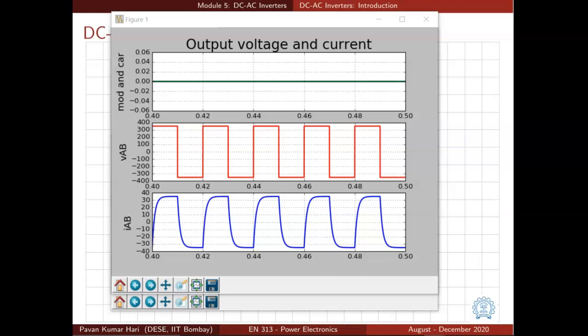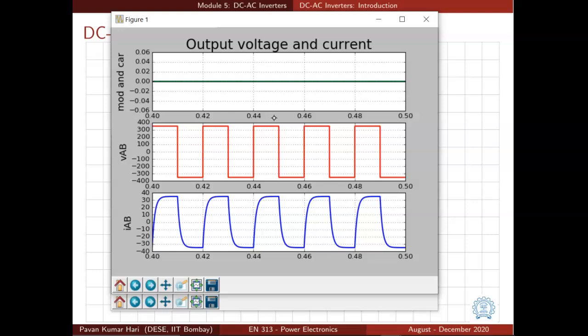In this example, we have considered an RL load, and let us try to look at different ways of switching the same 4 switch single phase inverter, or single phase H bridge voltage source inverter, and see how the current waveforms improve with the same value of resistance and inductance. Same RL is used. Now we look at the simplest way of switching the inverter, that is square wave switching. So S1, S2 are on in the first interval, from here to here, and S3, S4 are on from here to here, and it goes on.